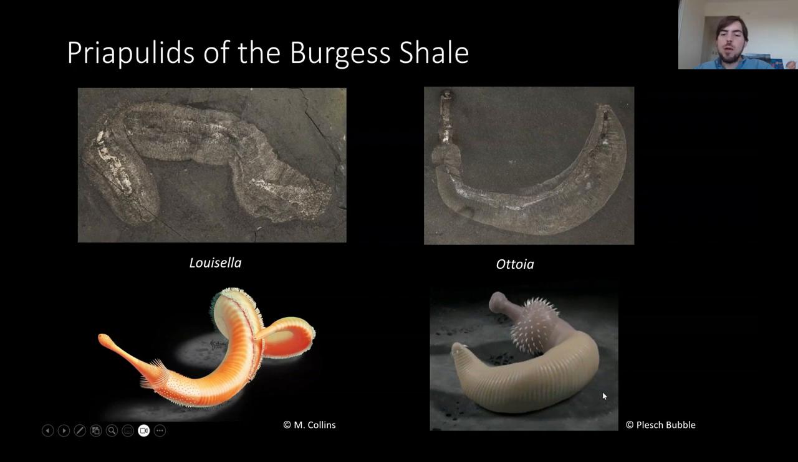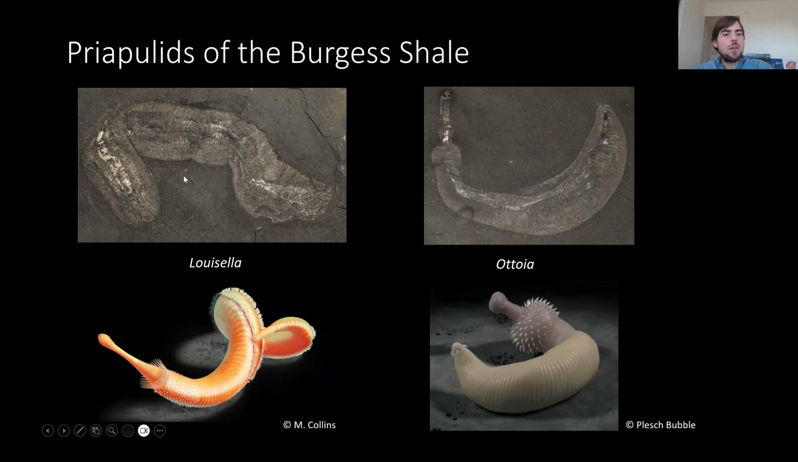One of them is Ottoia, which shows, again, you can see in the fossil and the reconstruction some of the traits I mentioned, such as the annulation, the spines on the anterior part, and the proboscis, this pharynx with teeth inside. Ottoia is, of course, the most common priapulid at the Burgess Shale, and it's also one of the only animals at the Burgess Shale that we have evidence of what it was eating. This is thanks to the preservation of its gut, and inside the gut you can see pieces of trilobites as well as bivalves and other animals. So it gives us direct evidence of what it was eating.